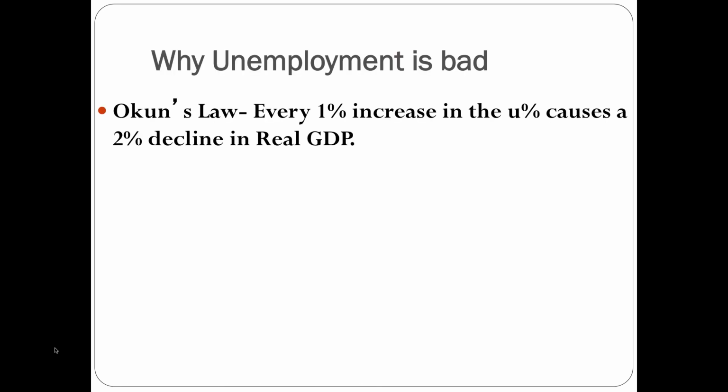So why is unemployment bad? A couple of reasons. Probably the biggest one is Okun's law. Okun basically said that every 1% increase in the unemployment rate causes a 2% decline in real gross domestic product. Because you have less people producing stuff, and so therefore there is less production. You have people sitting around not producing. That is one of the primary reasons why unemployment is a bad thing.